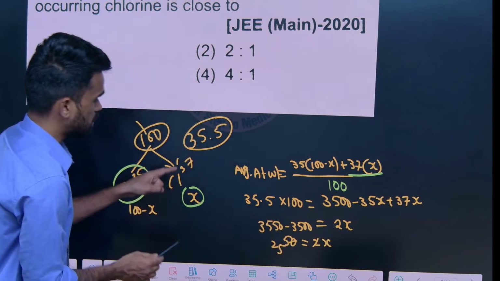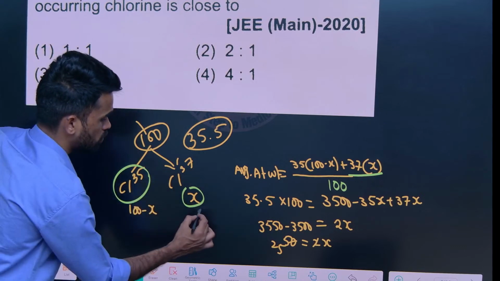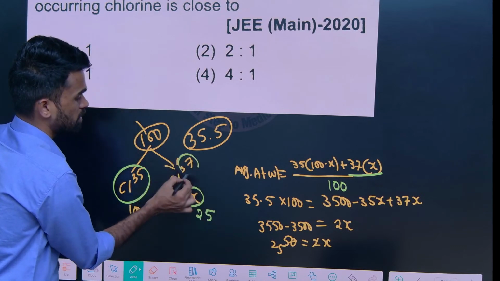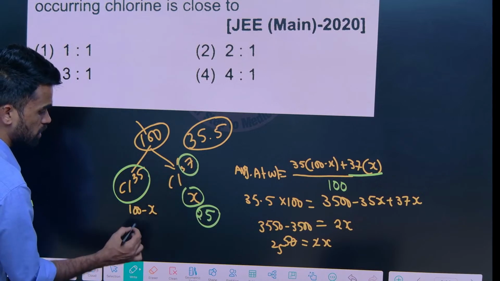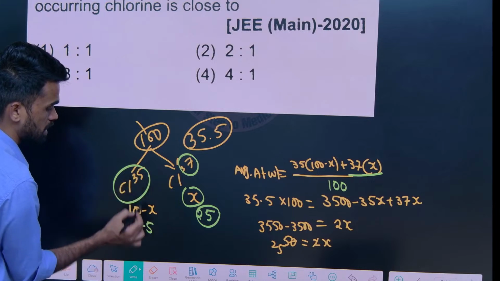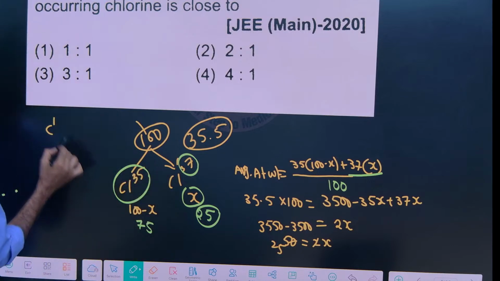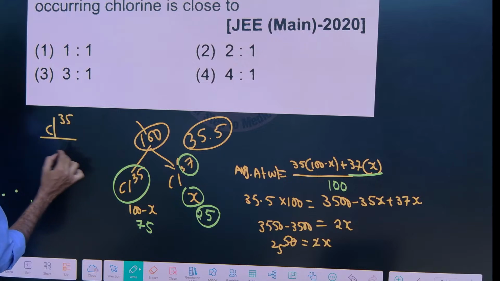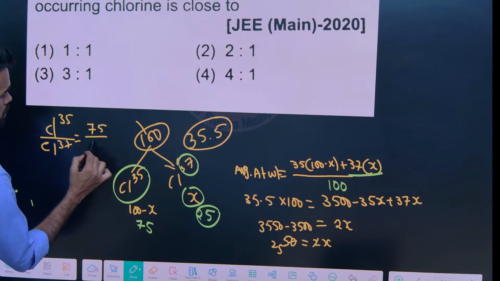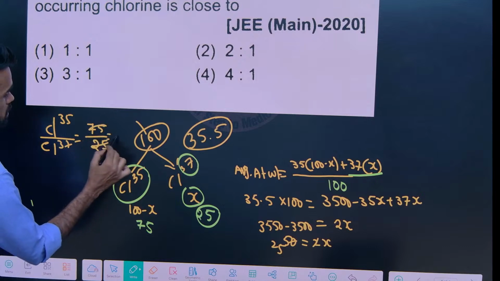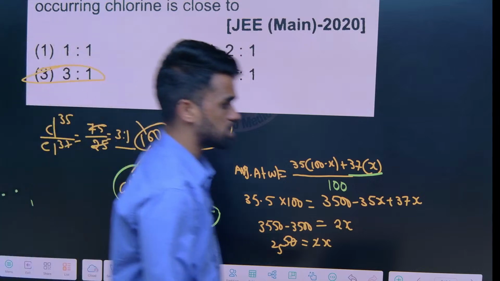So now 37 is having x. What is the x value here? 25. It means the 37 isotope, Cl37, is 25% and 100 minus 25 is 75. So Cl35 is 75. Now they are asking the ratio of Cl35 to Cl37, that is 75 by 25. So it is 3:1. So 3:1 means option 3 is your answer for the question.